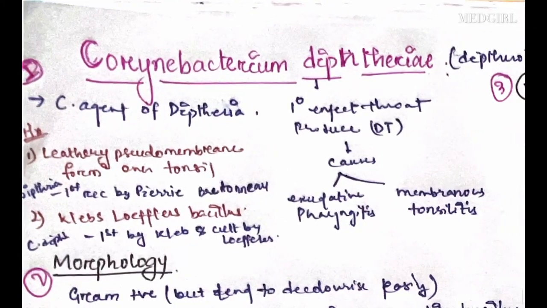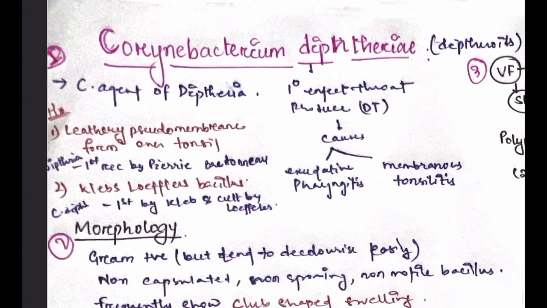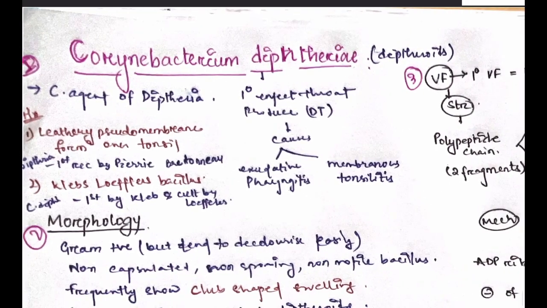Coming to Corynebacterium diphtheriae. So this is the respiratory unit in which we are trying to cover the topic diphtheria. Corynebacterium diphtheriae is the causative agent of diphtheria. Now what does that do? They primarily infect the throat and they produce diphtheria toxin. This diphtheria toxin is responsible for exudative pharyngitis and membranous tonsillitis.